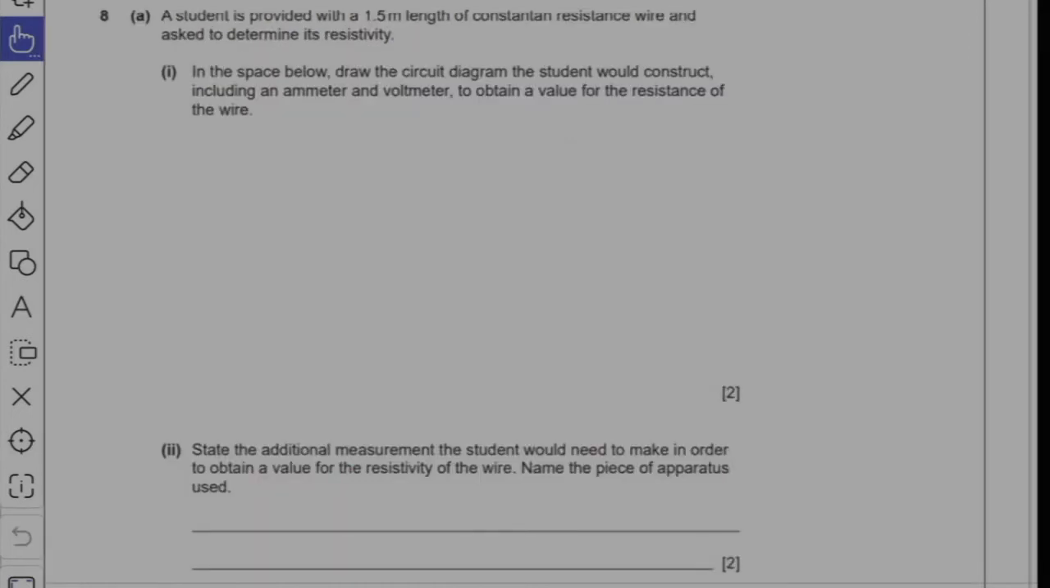Question 8 then. A student is provided with 1.5 meters length of constant resistance wire and asked to determine its resistivity. In the space below, draw the circuit diagram the student would construct, including an ammeter and voltmeter, to obtain a value for the resistance of the wire. So you need to draw a basic voltmeter ammeter circuit with the ammeter in series with the sample of wire and the voltmeter in parallel with it.